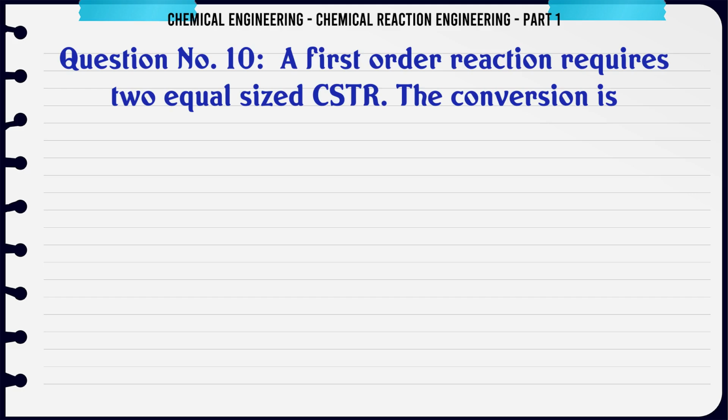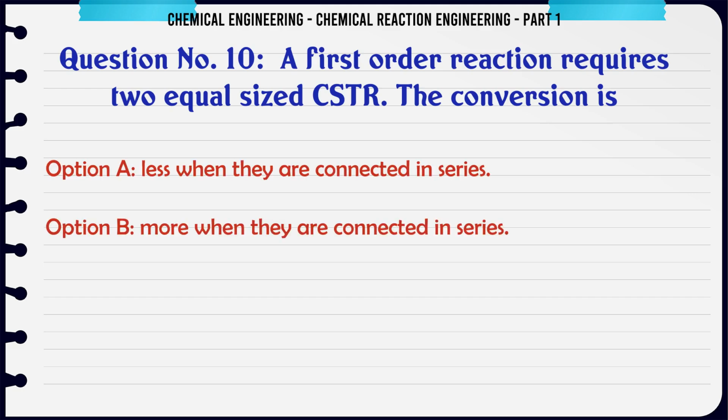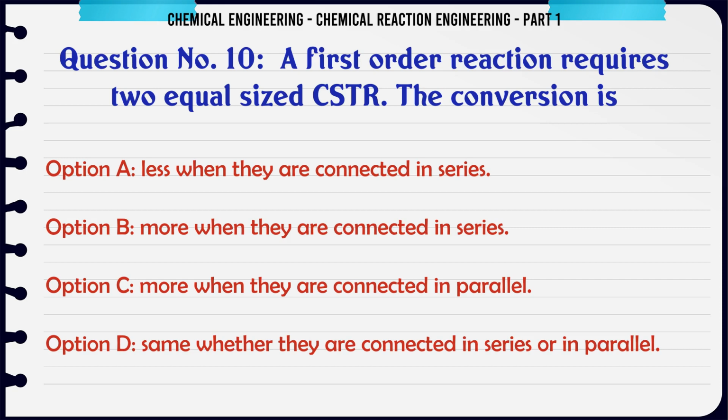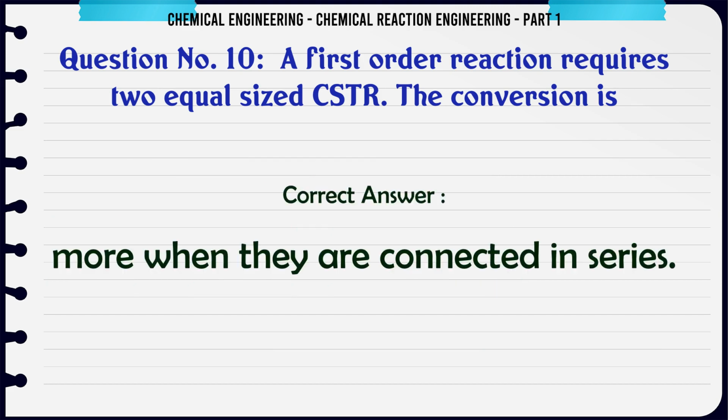A first-order reaction requires two equal-sized CSTRs. The conversion is A. less when they are connected in series. B. more when they are connected in series. C. more when they are connected in parallel. D. same whether they are connected in series or in parallel. The correct answer is more when they are connected in series.